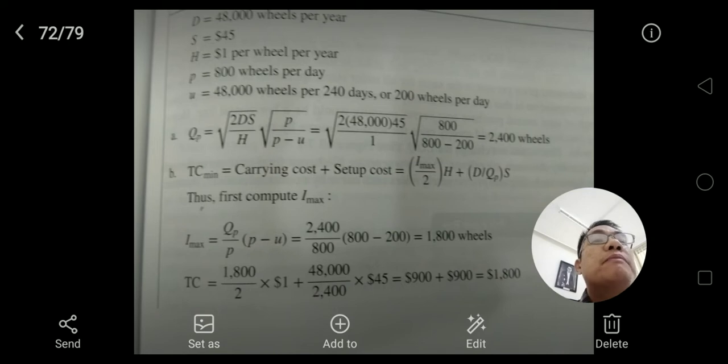In other words, let me repeat, if you are producing at EPQ, it also follows that you are producing with the least and optimal level of cost estimation. So, carrying cost plus setup cost is equal to I max over 2 times H plus D over Q_p times S. Okay? So, yan yung procedure. I just want you to look at it for a while. Okay? Go ahead and check it out. Madali lang yan. Okay? Again, pag medyo nahihirapan, pwede nyo itong i-pause and refer to your book.